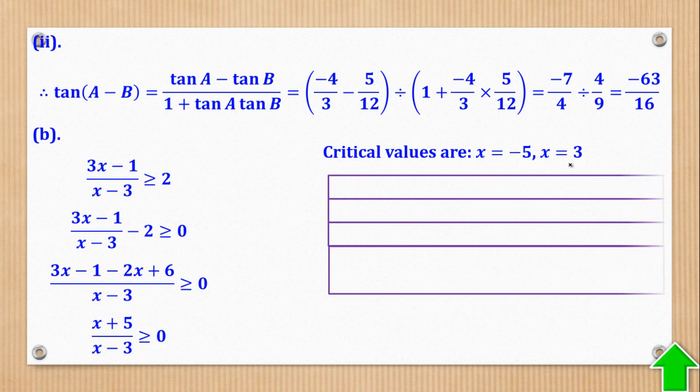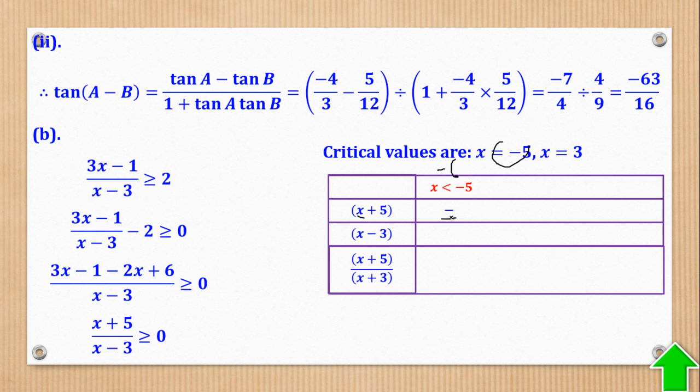Then you can now tabulate. So for values less than this, what happens? I can choose -6. -6 here, you get a negative. -6 here, you get a negative. So that when you divide, you get a positive.